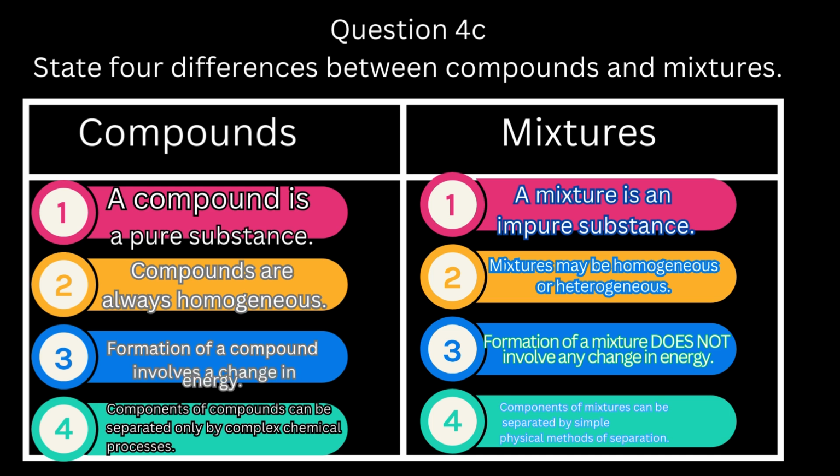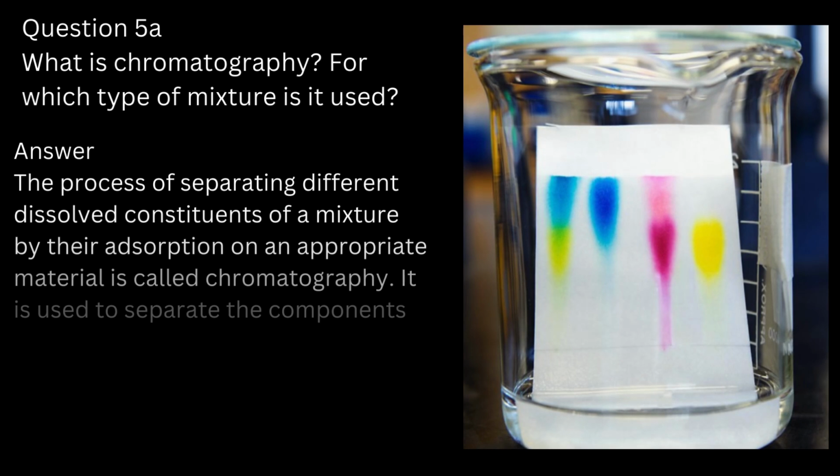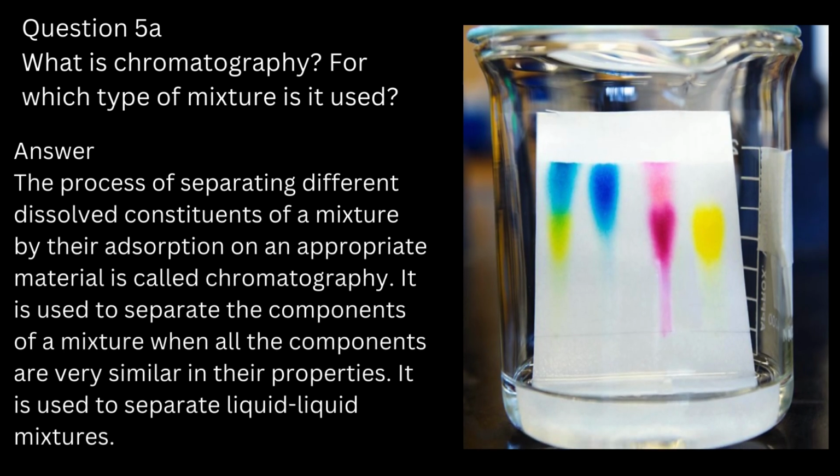Question 4c. State 4 differences between compounds and mixtures. Compounds. 1. A compound is a pure substance. 2. Compounds are always homogeneous. 3. Formation of a compound involves a change in energy. 4. Components of compounds can be separated only by complex chemical processes. Mixtures. 1. A mixture is an impure substance. 2. Mixtures may be homogeneous or heterogeneous. 3. Formation of a mixture does not involve any change in energy. 4. Components of mixtures can be separated by simple physical methods of separation.